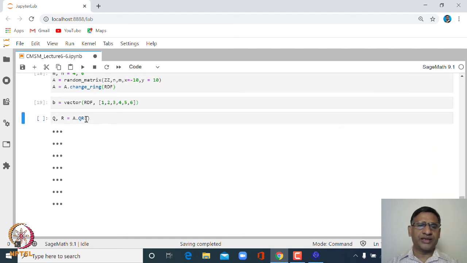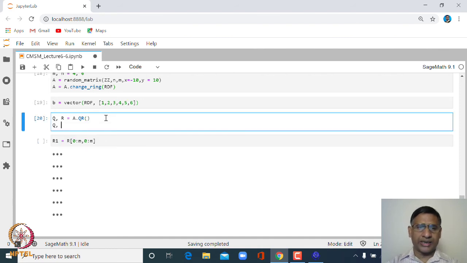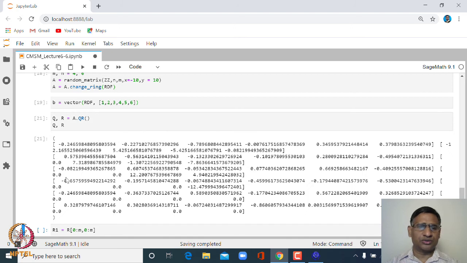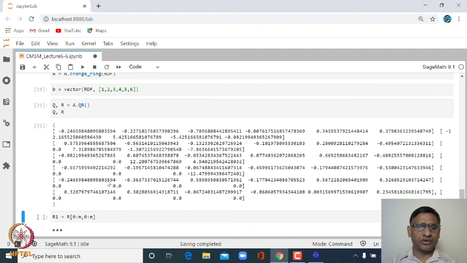We define the QR factorization of A as Q, R equals A dot QR. So, we can print what Q and R are. These are the two matrices Q and R. It looks a little complicated, but since this is a 4 cross 6 matrix, it is going out of this place, right.